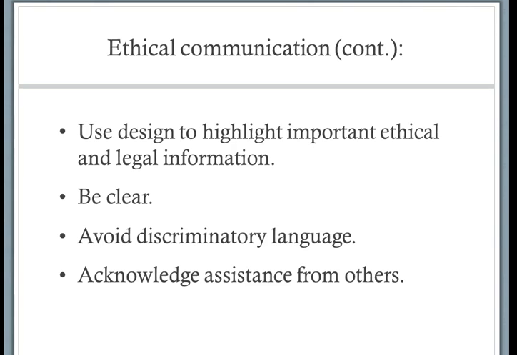Sexism is a big one that we'll talk about in this class, because that's what mostly pertains to what we're doing. And you also want to acknowledge assistance from others. Anytime someone has helped you create something or work on a project or somehow been involved, or you've gotten information from others, you want to make sure that you acknowledge that you got the information from them. Otherwise, you're not really presenting yourself in an ethical, honest manner.